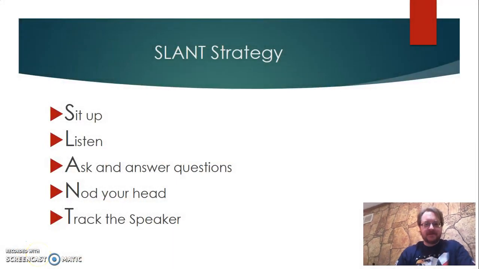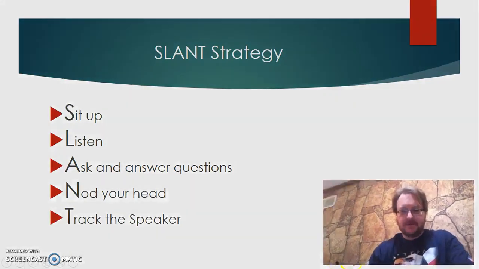We're going to start with the slant strategy, because that's going to help you to know how to behave in class today. So the slant strategy involves sitting up, listening, asking and answering questions, nodding your head, and tracking the speaker. And those are all the things you're going to do while we're talking about things in class today. So let's go in here and we'll take a look at some of the things we've talked about. We're just going to do a quick review.